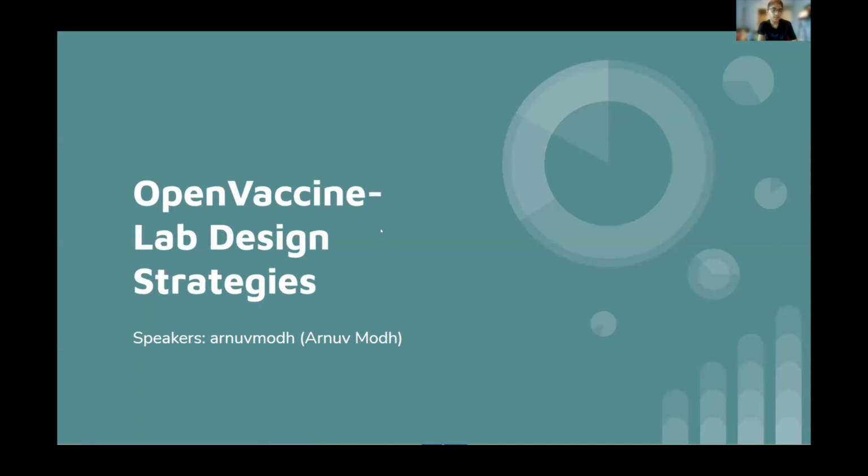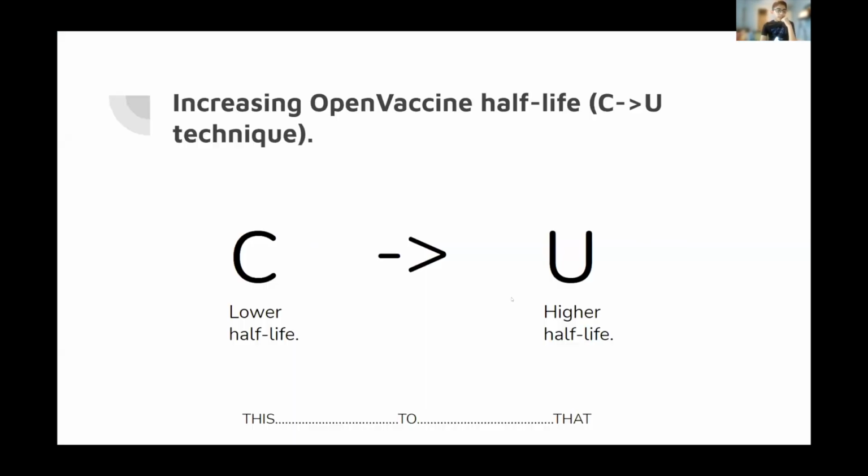So now I'm going to talk about actual lab design strategies in the lab. So the very common strategy in the lab for increasing half-life is the C2U technique because it is the most reliable. While it may be tempting to go about and just switching every single available C to U, that isn't really the best thing to do.